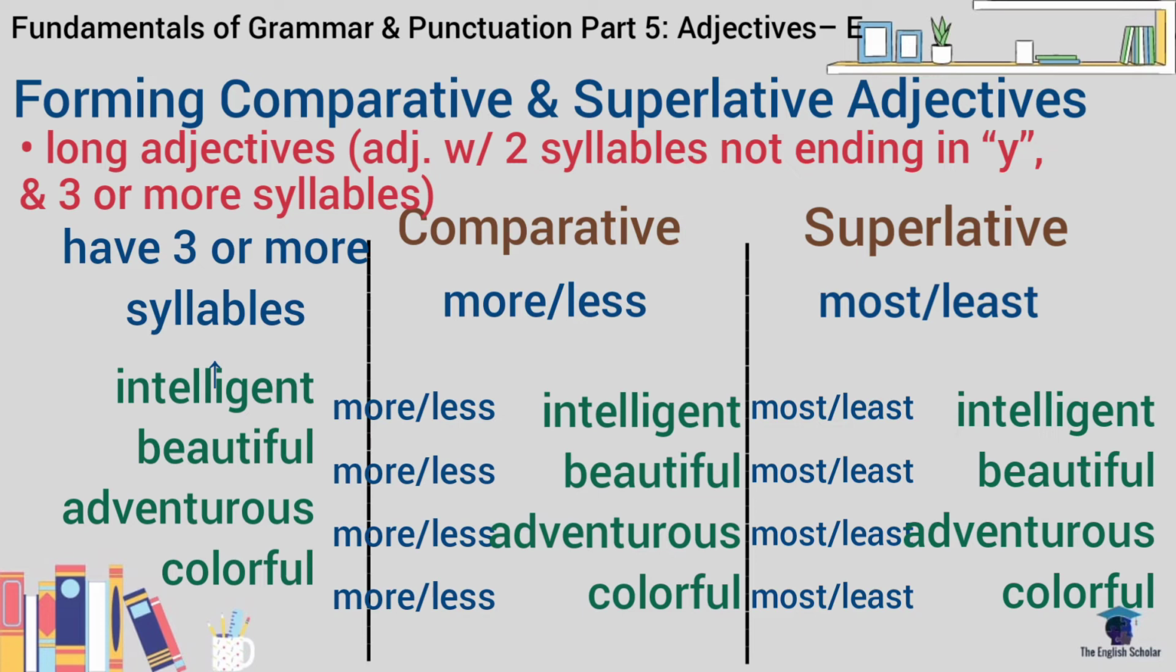For beautiful, more beautiful or less beautiful, and then most beautiful or least beautiful. More adventurous, less adventurous, most adventurous or least adventurous. And then more colorful, less colorful, most colorful, least colorful. Each of these adjectives has 3 or more syllables, so they fall under long adjectives.